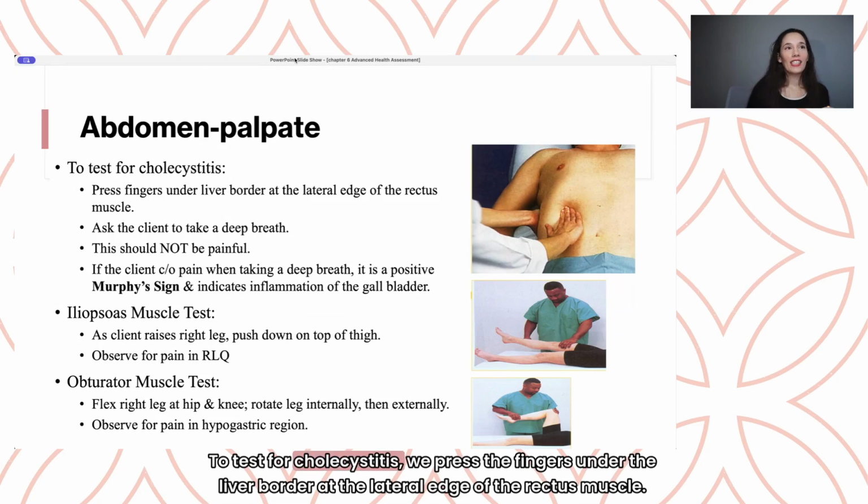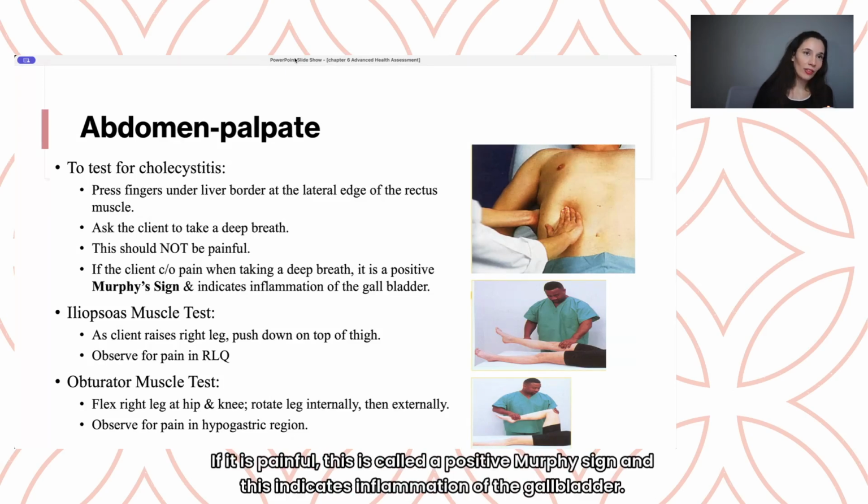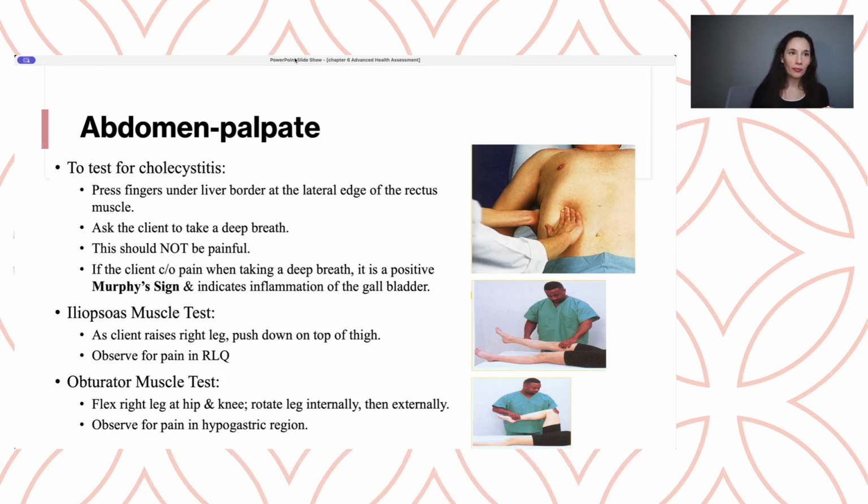To test for cholecystitis, we press the fingers under the liver border at the lateral edge of the rectus muscle. So you can see a picture of it over there. We ask the client to take a deep breath. This should not be painful. If it is painful, this is called a positive Murphy sign, and this indicates inflammation of the gallbladder.